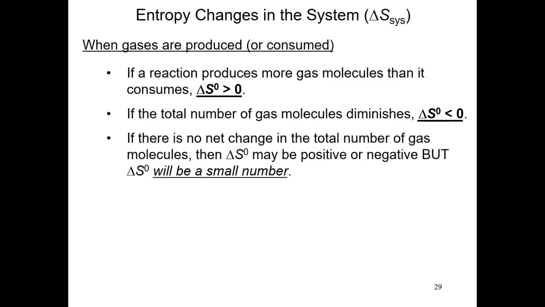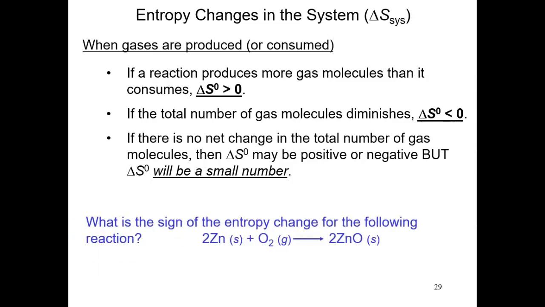So this is one thing we can use to check our calculations to make sure that we have the right numbers. For example, let's look at this reaction, the reaction of zinc with oxygen to produce zinc oxide.